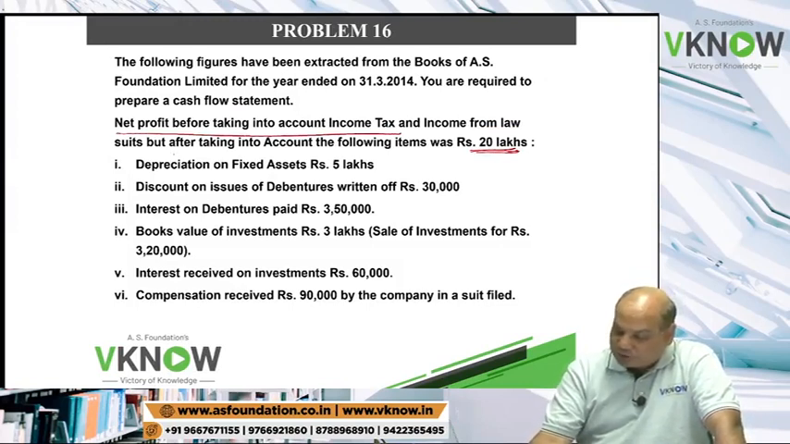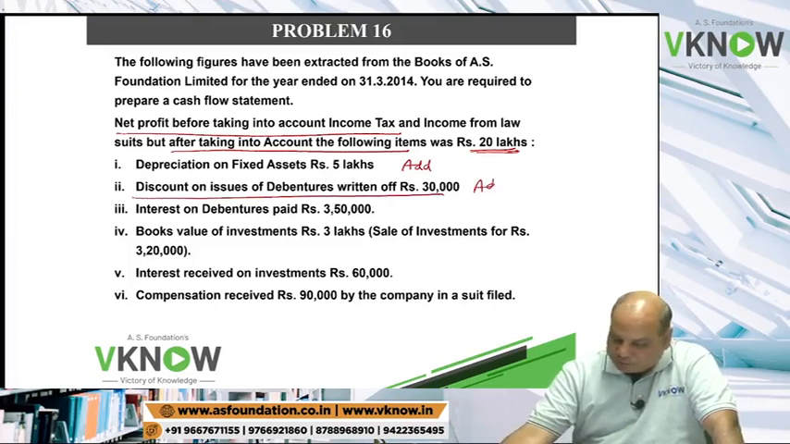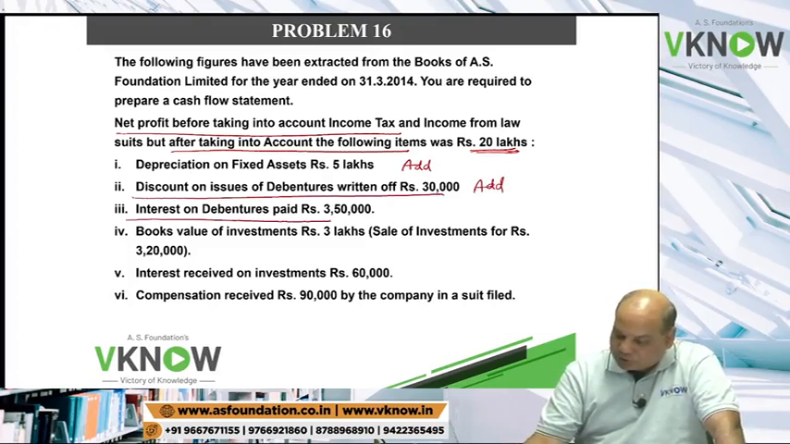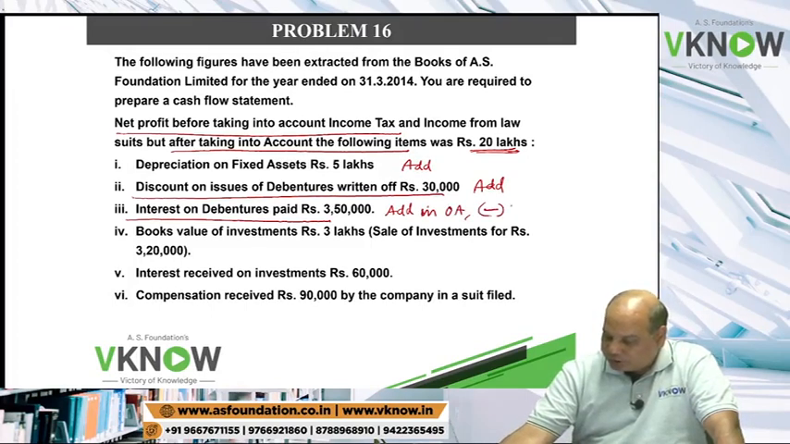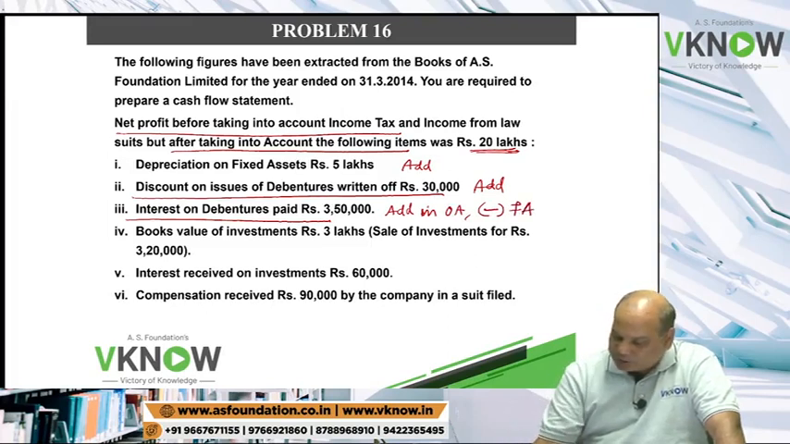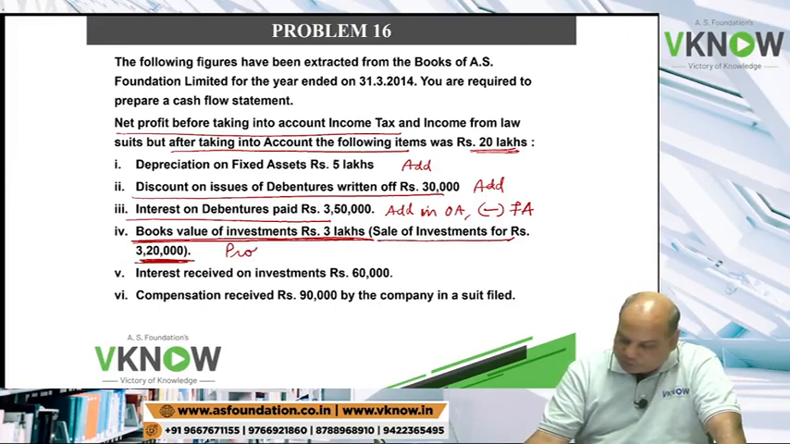Depreciation, it is after taking into account the following items. Depreciation, add, non-cash item. Discount on debenture written off, add. Interest on debenture paid, add in operating activity, deduct in financing activity. Book value of investment 3 lakh. Sale of investment 3 lakh 20,000. So there is a profit of 20,000.